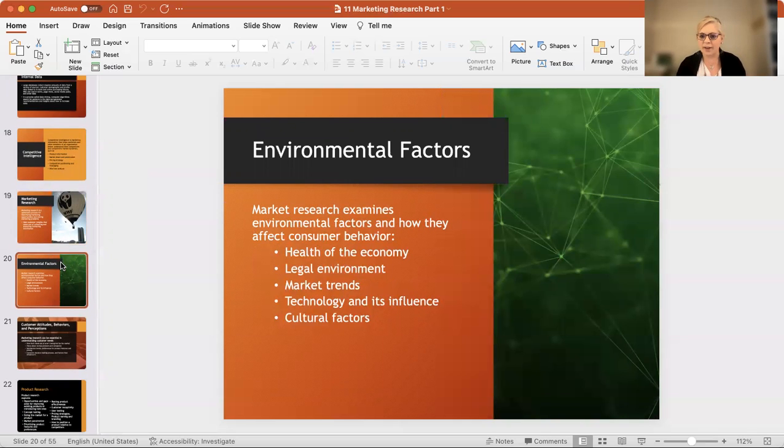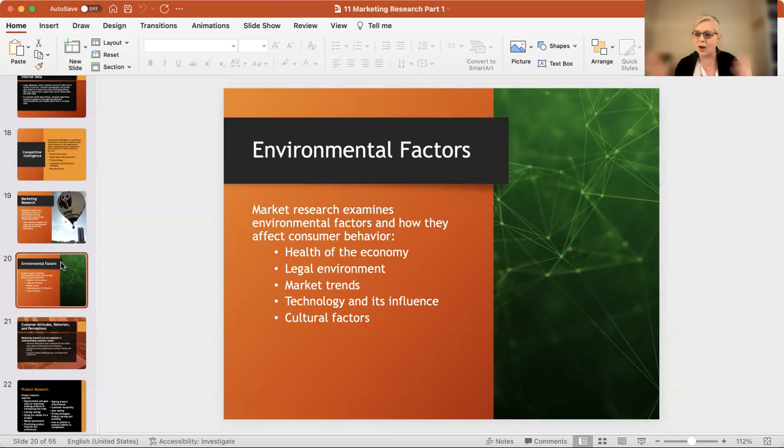Environmental factors that affect marketing research. Well, there are a number of them, right? The legal environment, market trends, cultural factors. All of these sorts of things can affect how a consumer acts, right? Maybe at some point there's been a legal change, right? So for example, in cryptocurrency, there's going to be a legal change about purchases over $10,000. It has to be reported.